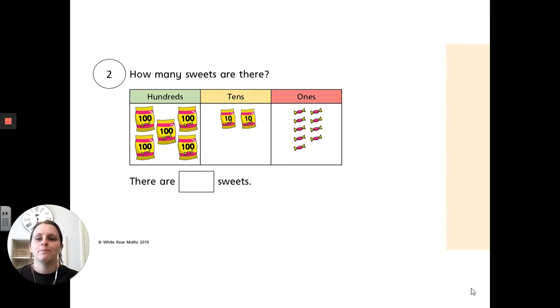Okay, question 2. How many sweets are there here? So I've got hundreds, tens, and ones. There are how many sweets? Again, pause the video, count up those sweets, and write your answer down.